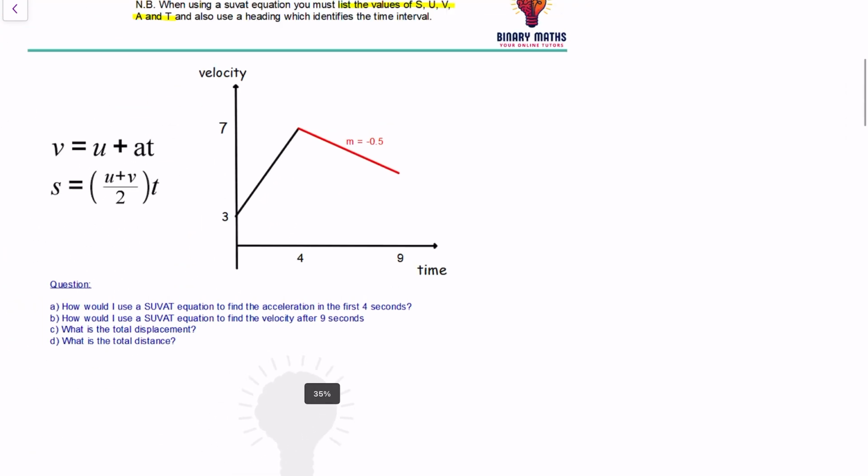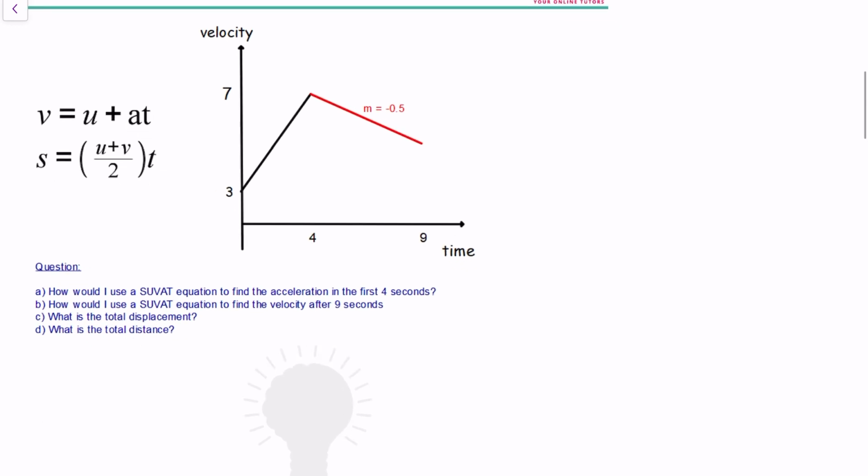Okay, so let's apply these two equations of motion to some questions. Velocity, let's say, is measured in meters per second, and time is in seconds, and we know the gradient there is negative 0.5. So how would I use SUVAT equations to find the acceleration in the first 4 seconds?